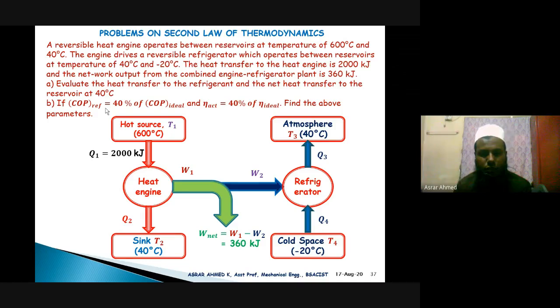Okay, so this 600 is not 40, minus 20 is not 40. So we are having two 40 degrees centigrade here, which is T2 and T3, or the heat is Q2 and Q3. So that is the first part of the question. You keep this part B as it is. Once we solve the problem, then we will come to part B later. So as of now, we need to find what is Q4 and what is Q2 plus Q3.